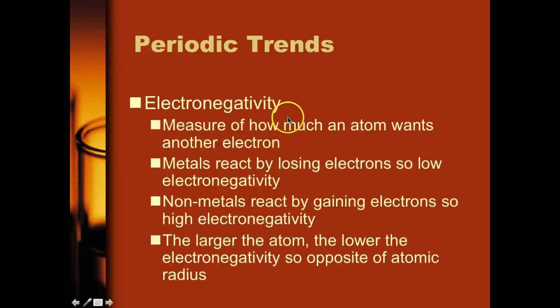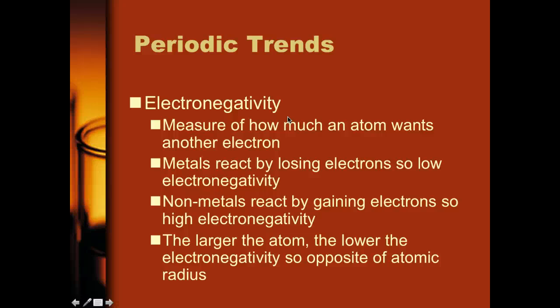All right, next is electronegativity. Electronegativity is essentially how strongly an atom, or a nucleus, attracts electrons to itself. In other words, how much an atom wants another electron or other electrons. Metals react by losing their electrons. Metals don't want their electrons. They are electron donors. They give them away. So by giving them away, they have a very low electronegativity.